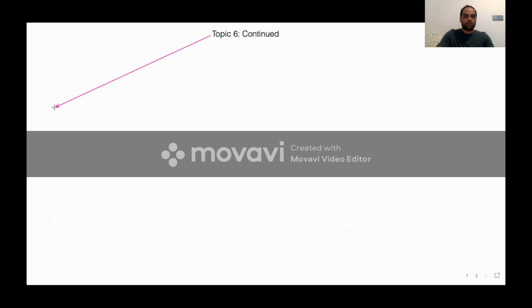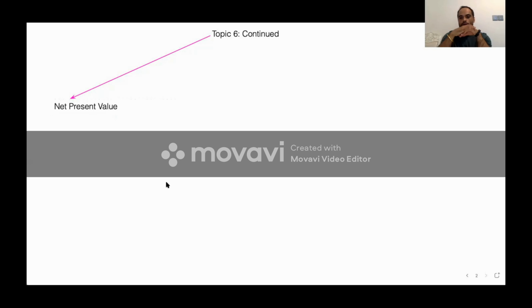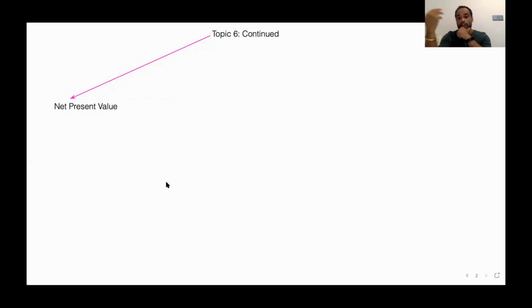So now the next formula is net present value. It's a little bit different than your present value. You already learned about present value in your topic 3, right? Present value and future value. So you already studied present value using the formula.